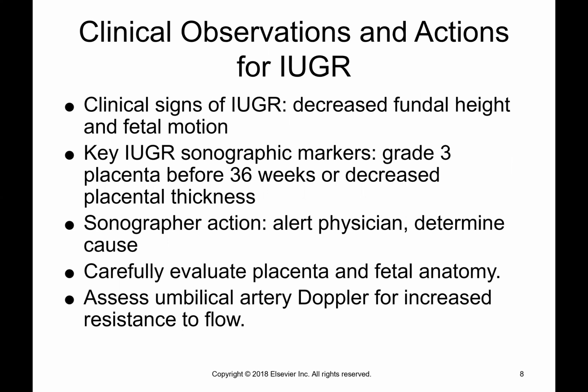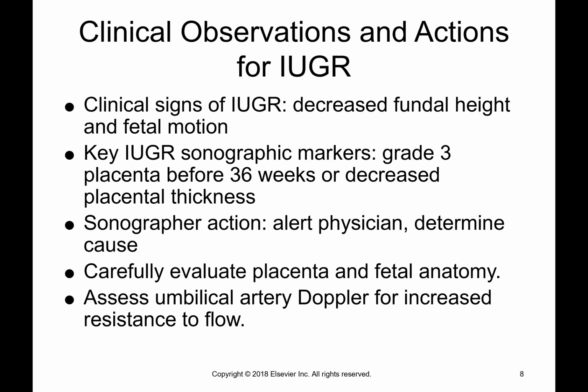So the clinical signs are decreased fundal height and fetal motion, baby's not moving around as much. And these are the key sonographic markers: the grade 3 placenta before 36 weeks, or decreased placental thickness, and then the baby measuring small, of course.